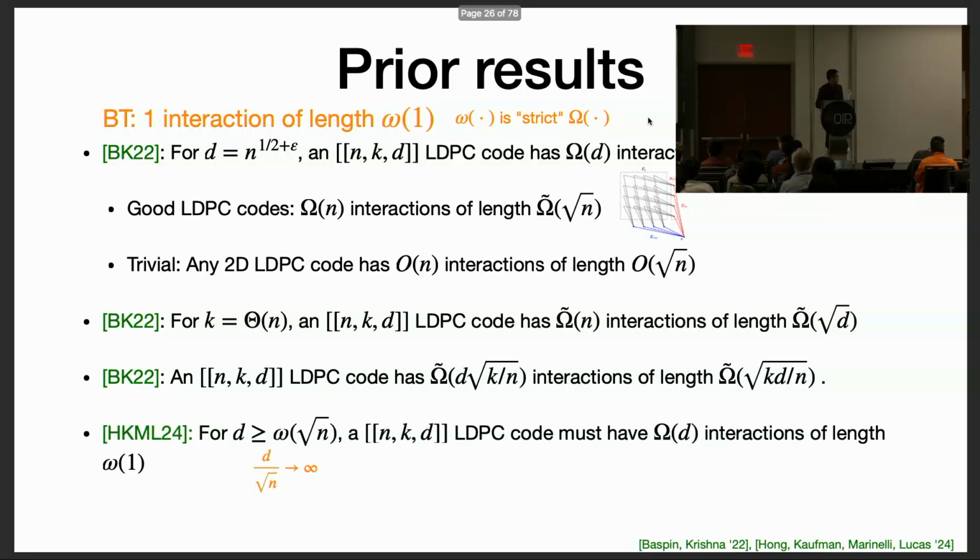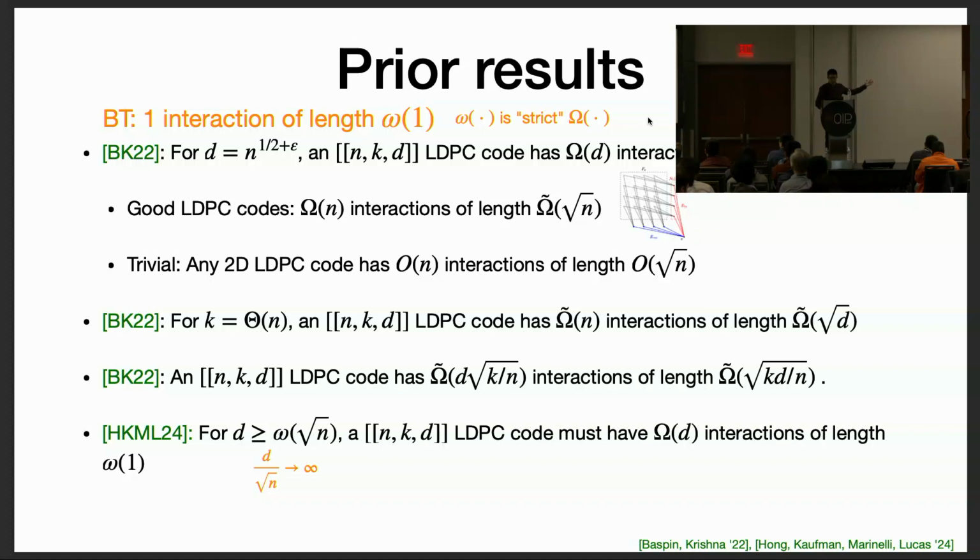I'll also mention one other result in this direction. This is by Hong, Marinelli, Kaufman, Marinelli, and Lucas. They show that when D is greater than square root of n, an LDPC code needs at least D non-local interactions of length super constant. And this little omega is like the strict version of big omega, so it's asymptotically bigger than square root of n.